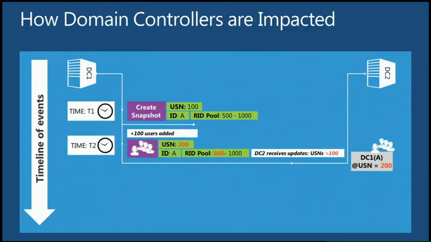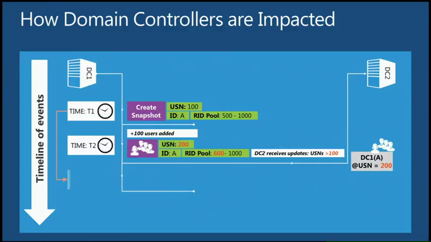Now, let's assume that we moved on to time T2. At this point in time, you've created another 100 users. So your USN just bumped up 100. And you've exhausted 100 RIDs from your RID pool. And you're still in ID A. And your DC2 receives all of these because it knows that DC1 with ID A, all right, the last time I replicated was at 100, now it's 200, so I need to get all that data, and now I'm good to go. So DC2 receives all of that data.